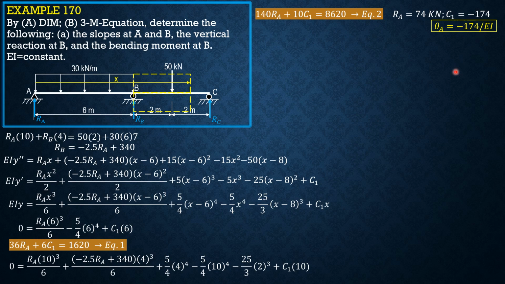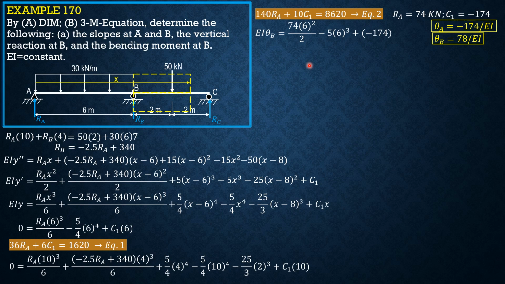Then for theta B, we set EIY prime, where x is 6, and since we have found RA, substitute here. So EI theta B is 74 times 6 squared over 2, minus 5 times 6 cubed, plus C sub 1, which is negative 174. This term is ignored because when x is 6, this is negative inside the parentheses. So theta B is equal to 78 over EI.